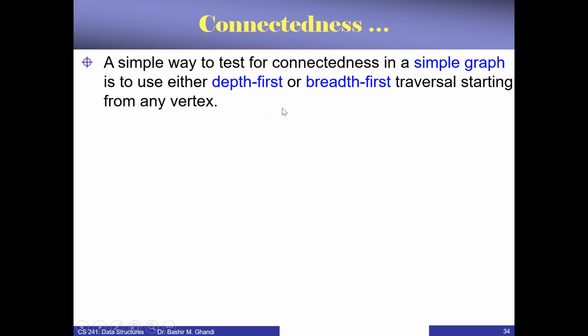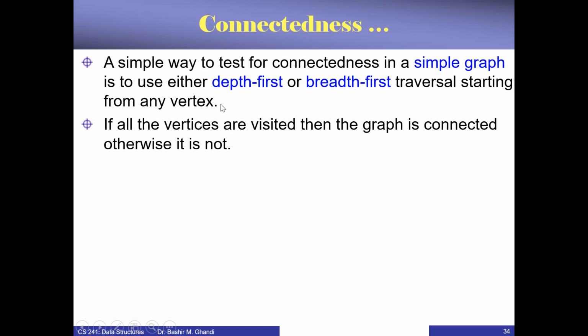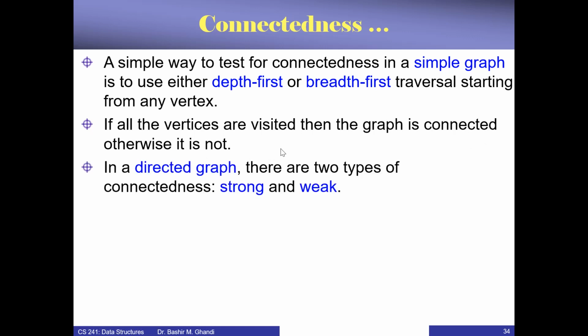So this is precisely what I'm pointing out here, that a simple way to test for connectedness in a simple graph is to use either depth first or breadth first traversal starting from any one vertex. If all the vertices are visited, then the graph is connected. Otherwise, it is not. So that completes our discussion on connectedness for simple graph. What about directed graph?